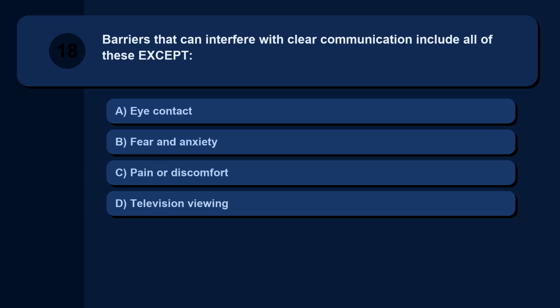Question 18. Barriers that can interfere with clear communication include all of these except eye contact, fear and anxiety, pain or discomfort, television viewing. Eye contact facilitates clear communication by showing engagement and attentiveness. Fear, pain, and distractions like television are communication barriers.